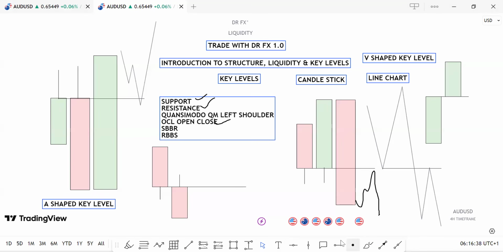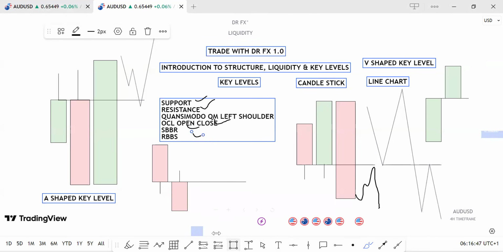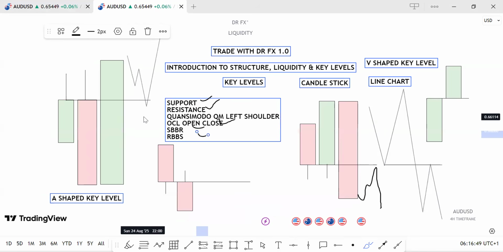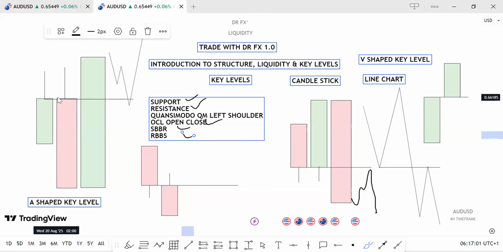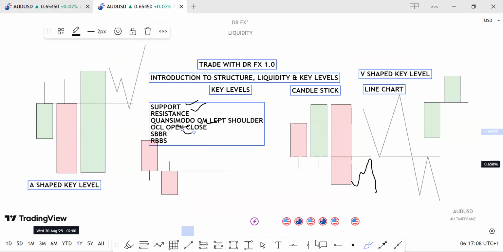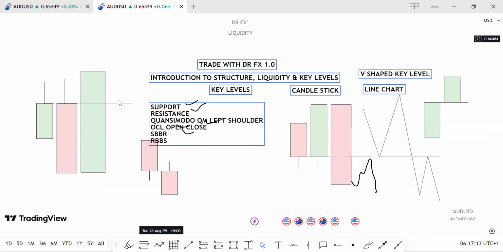Now, we have SBBR, we have RBBS, then let's talk about the QML. Now, a QM is when an SBBL failed twice, or an SBBL failed. Yes, when an SBBL failed. Now, what do I mean? If you pay close attention, okay, this is now a support. This is a resistance. After this is not just a resistance, it failed. After it failed, let me just delete one or two things. It's an A-shaped key level before. It failed. We are supposed to use it as what?